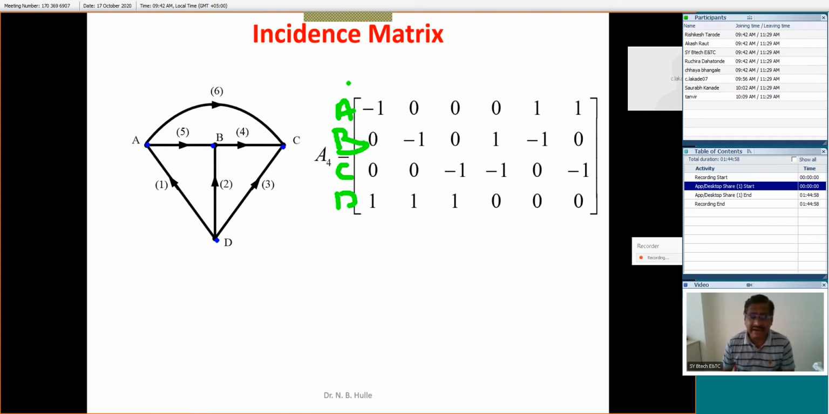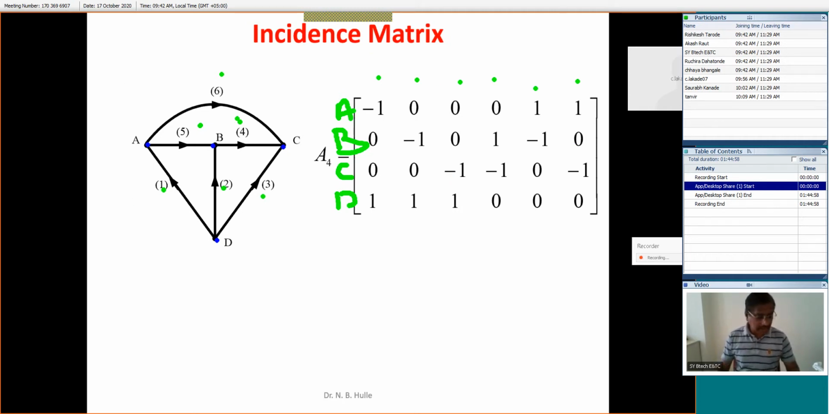And in this matrix, the number of columns should always be the same as the number of branches of this graph. We have 1, 2, 3, 4, 5, 6 branches. It should be 6 columns. This is column number 1, column number 2, column number 3, column number 4, column number 5, and column number 6. That means we have 4 nodes, which means 4 rows, and 6 columns. That is nothing but the 6 branches.